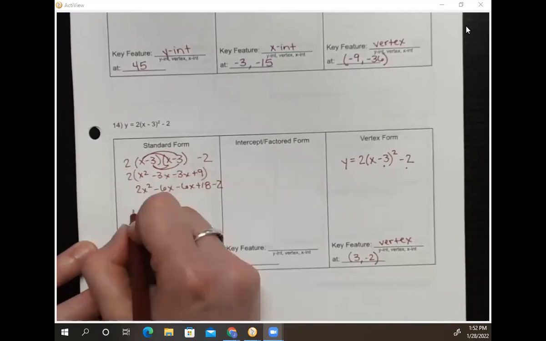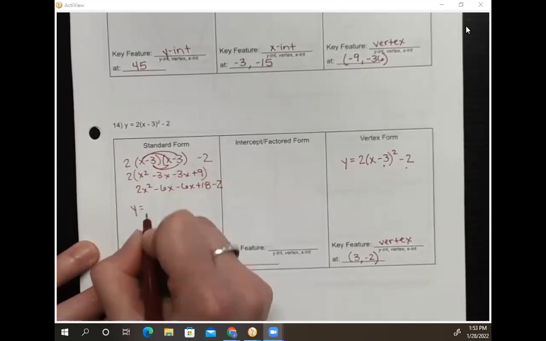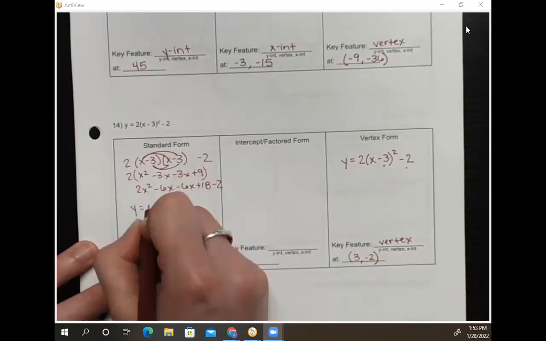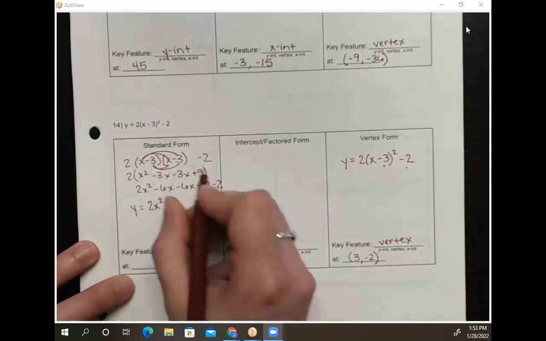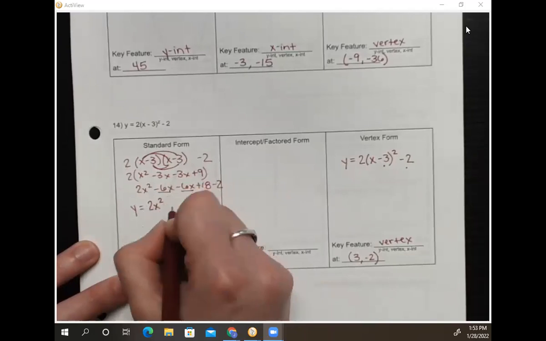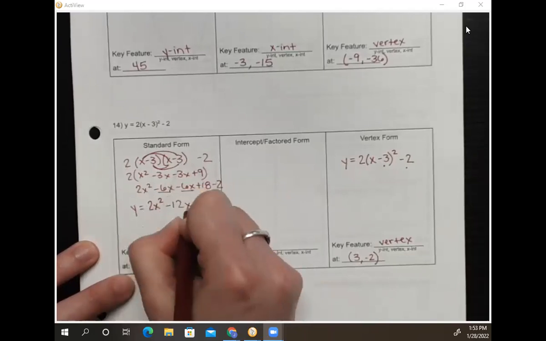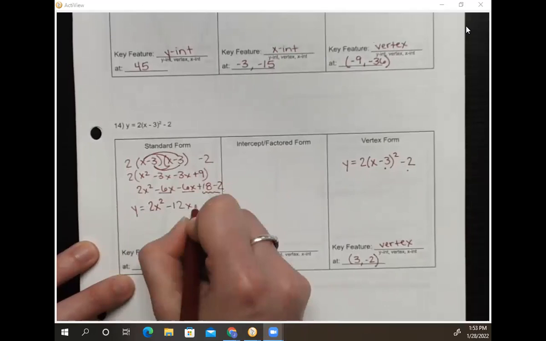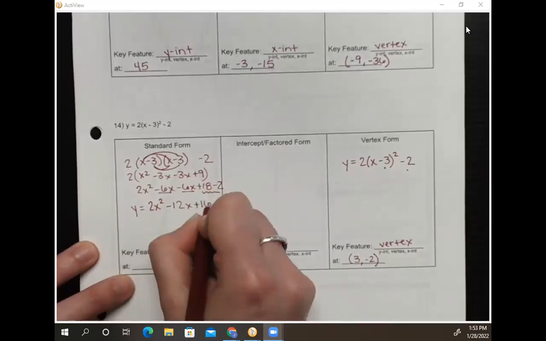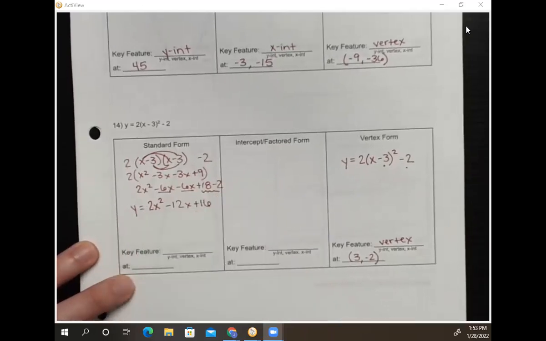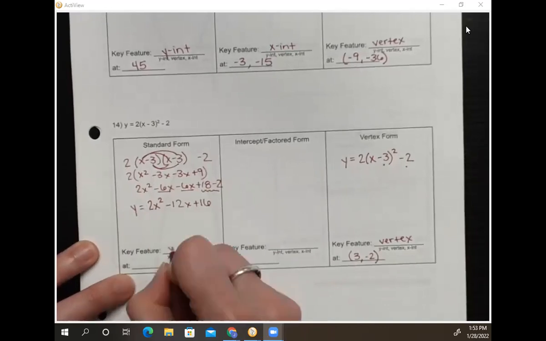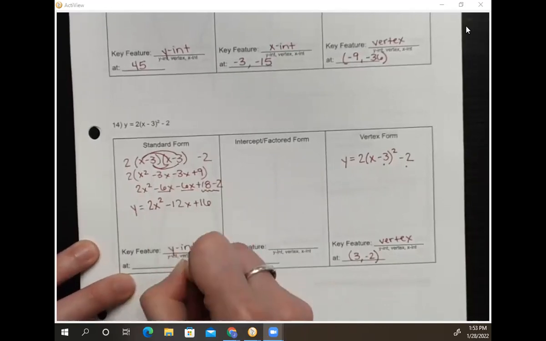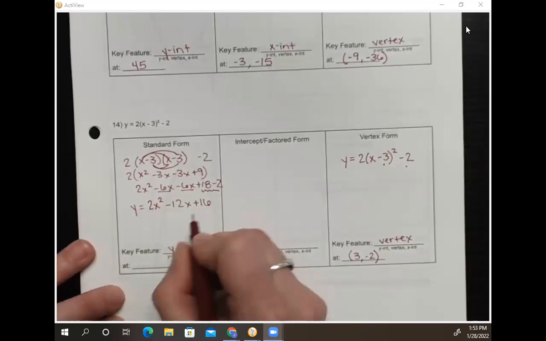The last thing I need to do to have standard form is combine my like terms, so tidy this up. This is our only x squared term, so we're starting off with 2x squared. Minus 6x minus 6x is minus 12x. And then 18 minus 2 is 16, so plus 16 at the end. Here's my standard form. Remember, standard form gives me the y-intercept, and my y-intercept is that constant term at the end, so 16.